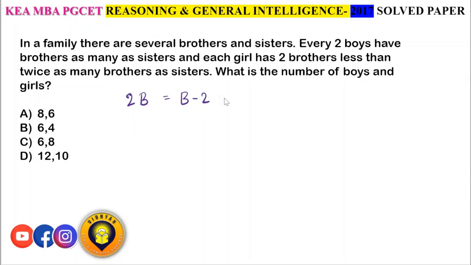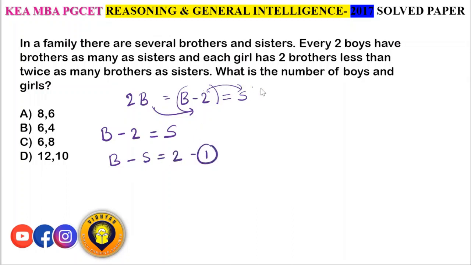Every two boys have B minus two brothers, as many as sisters. So this B minus two value is equal to S. So the number of brothers is equal to the number of sisters. From this you can come to know that B minus 2 is equal to S. If you rearrange it, B minus S is equal to 2. This will become equation 1.